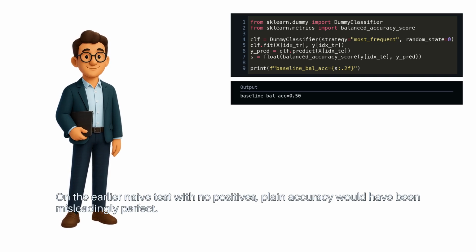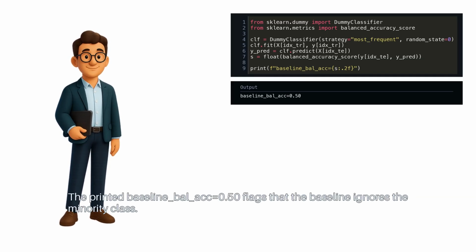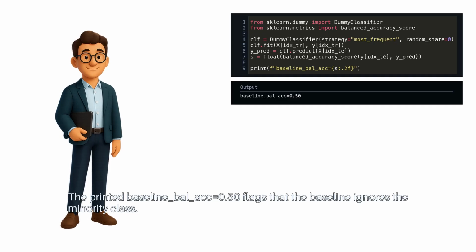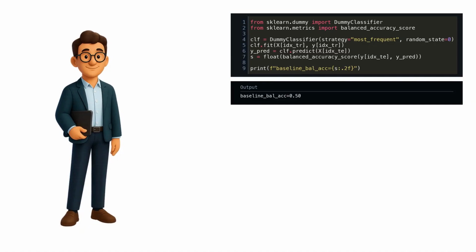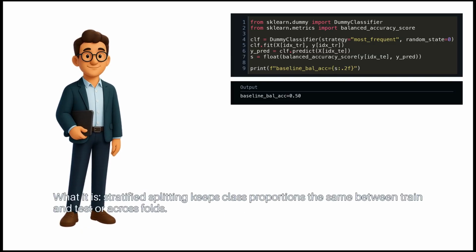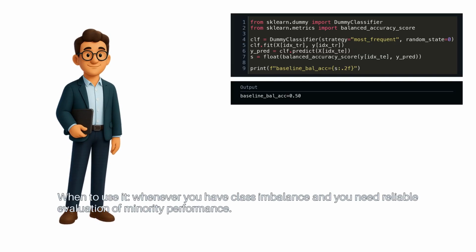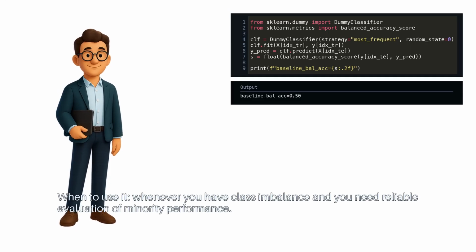On the earlier naive test with no positives, plain accuracy would have been misleadingly perfect. The printed baseline BAL ACC equals 0.50 flags that the baseline ignores the minority class. Recap: stratified splitting keeps class proportions the same between train and test or across folds. When to use it? Whenever you have class imbalance and you need reliable evaluation of minority performance.